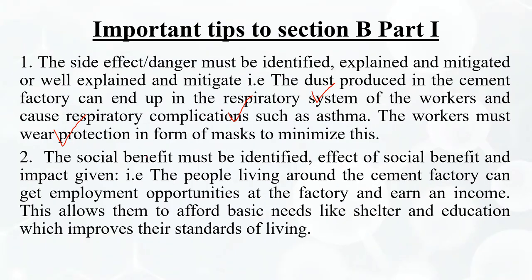Then social benefit of the production process must be identified. Tell us effect of the social benefit and the impact given. I think the three things. It is only one point, but a pregnant point. How is it pregnant? Just look at this. It gives you all the three scores. Look at this example. The people living around the cement factory can get employment opportunities. Isn't that the benefit? At the factory and earn an income.